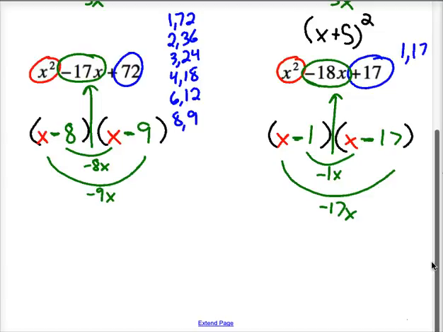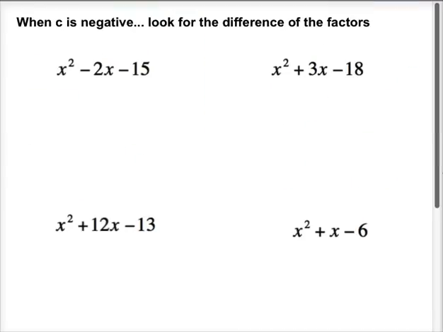All right, so those are all the ones where that last number, that C number, is positive. Okay, and then I showed you the tricks for what to do about that middle number. Well, let's talk about when C is negative. Okay, what happens when that last number is negative?